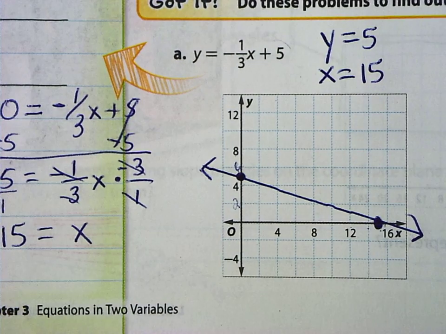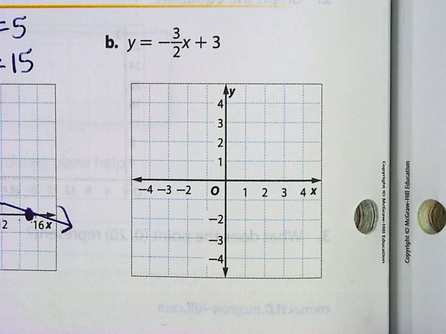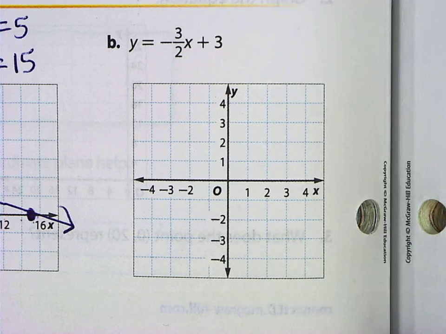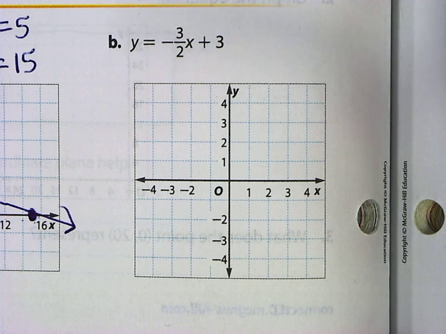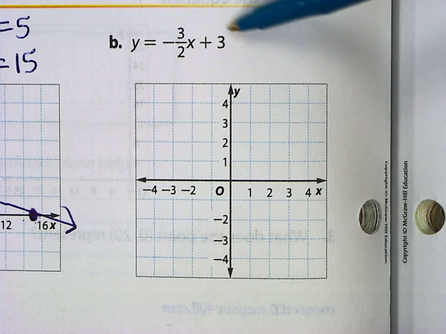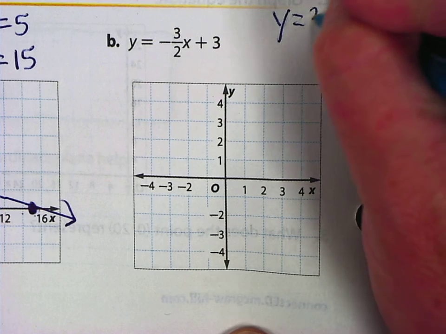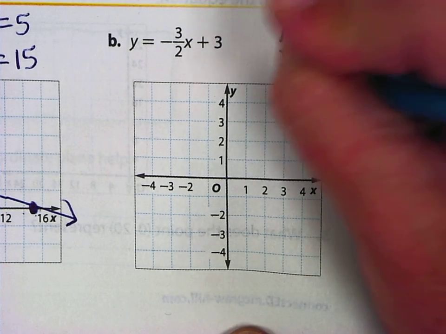Okay, let's try another one. Take a look at problem B. We're going to state the x and y intercepts, and then graph them. Again, if your equation is in slope-intercept form already, your y-intercept is this number right here at the end. I'm going to write that down. My y-intercept is 3. Now I need to find my x-intercept.